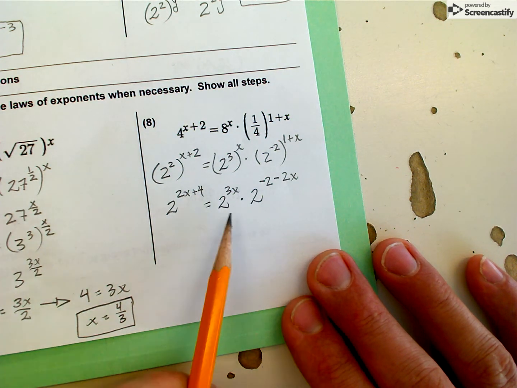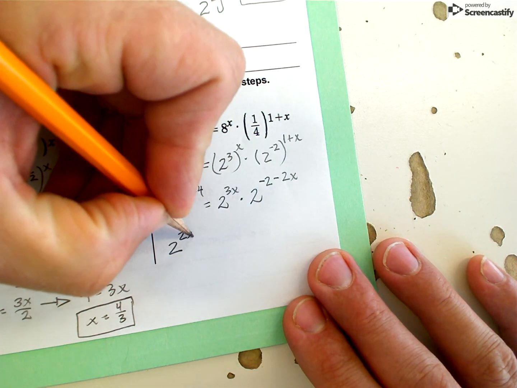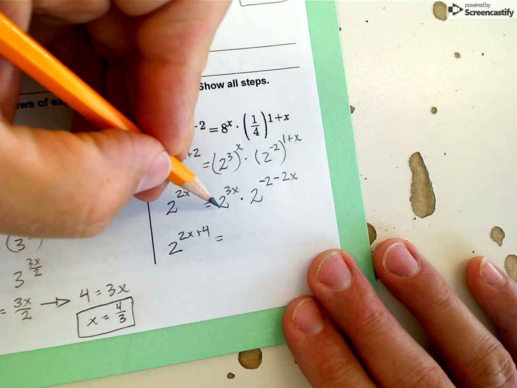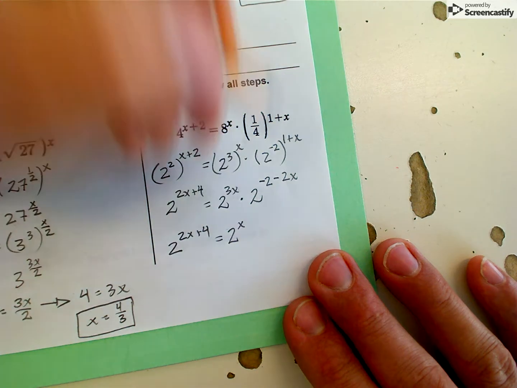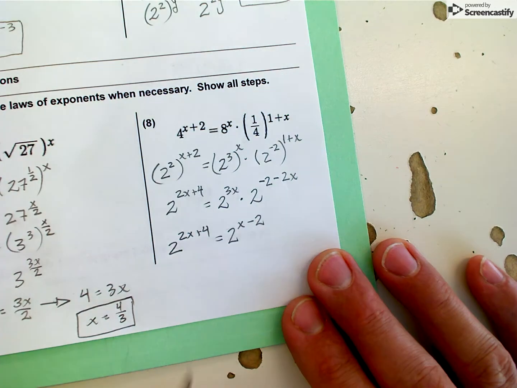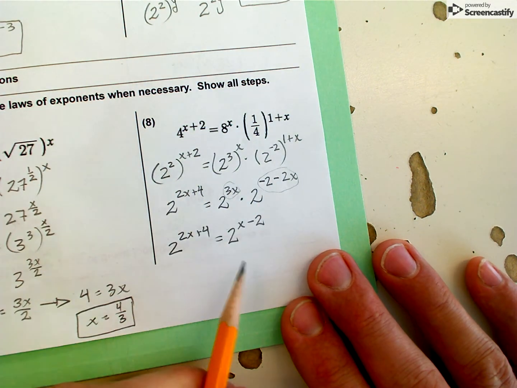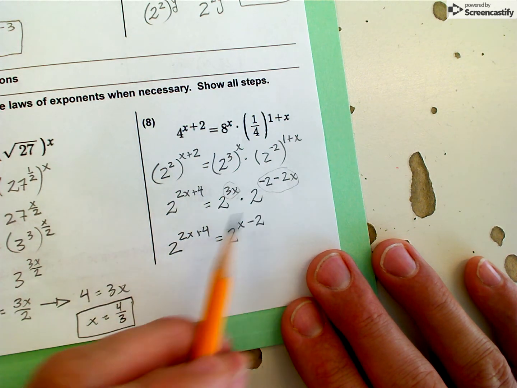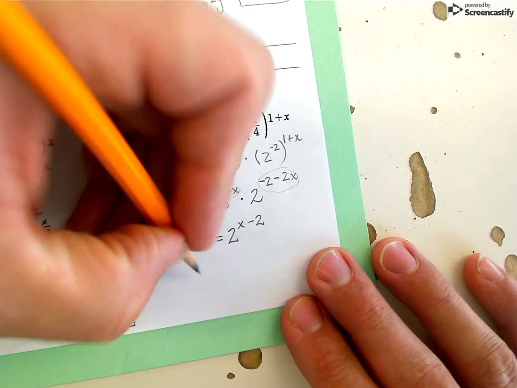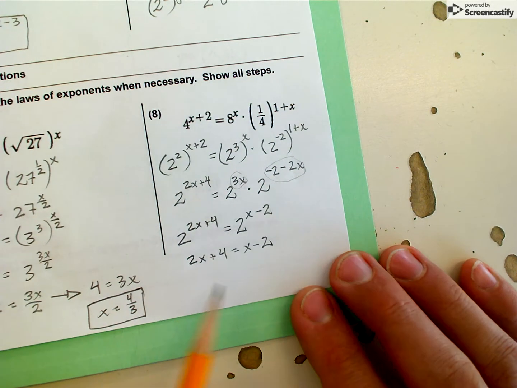On the right-hand side now I have a product of powers of 2, and I can combine those together by adding the exponents. So my left-hand side stays the same, and my right-hand side is 2 to the 3x minus 2x, that just leaves me with x, and then I'm subtracting 2. So all I did was I added these exponents together in order to combine these exponential expressions, this product of exponential expressions, into one. So now that the bases are equal, the exponents also must be equal.